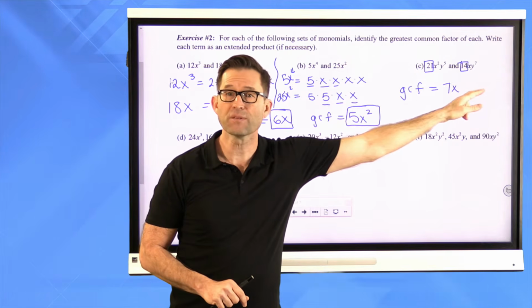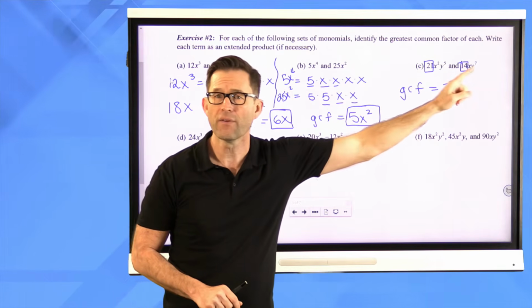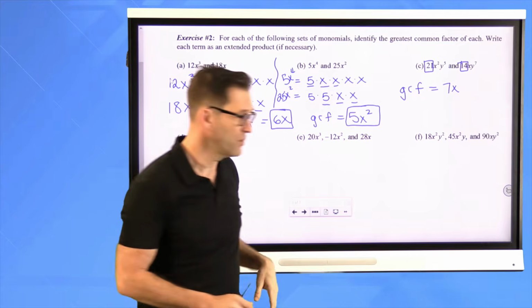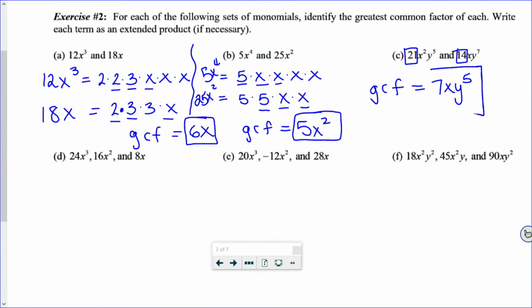The largest power of y that is contained in both of those is y to the fifth, right? There is a y to the fifth in here. It's y to the fifth times y to the second. So we just have y to the fifth. So our GCF in this case is 7x to the first, y to the fifth.